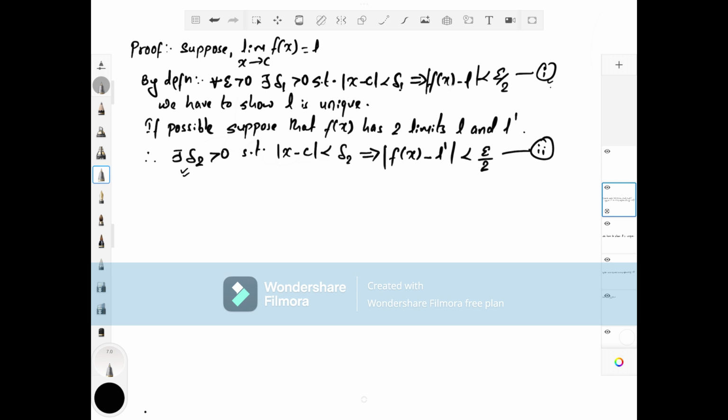What we are doing here is that as x is approaching c, the function f of x is approaching both L and L prime. So we start by supposing that there exist two limits L and L prime and the function is approaching both of them as x is approaching c.